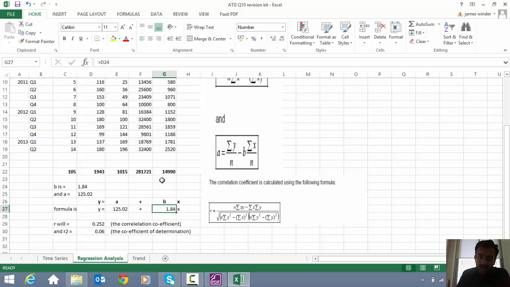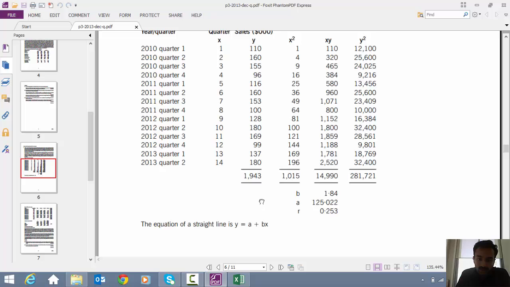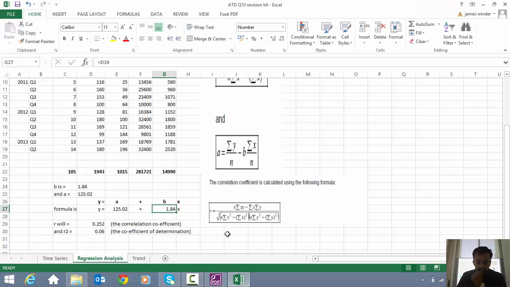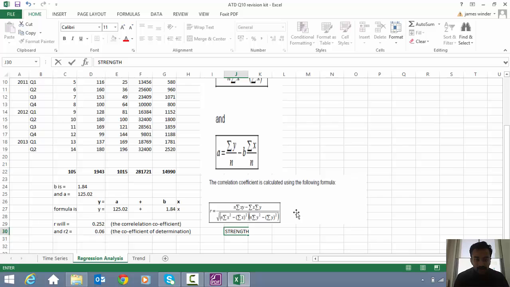Further, there's a little bit at the end of the question where they say R is 0.253. Now, what is R? R represents the strength of the relationship between the variables sales and time. And this number, please bear in mind, lies between -1 and +1.